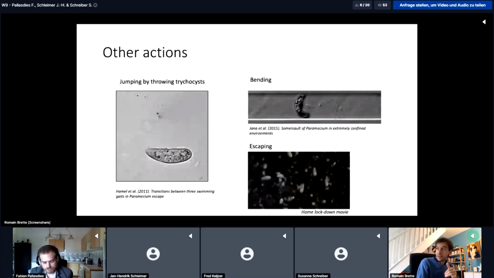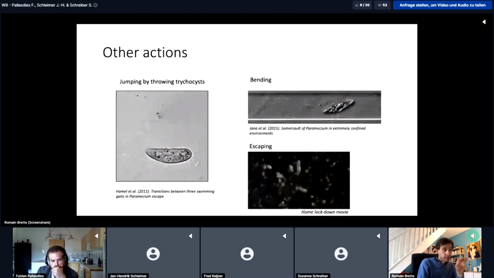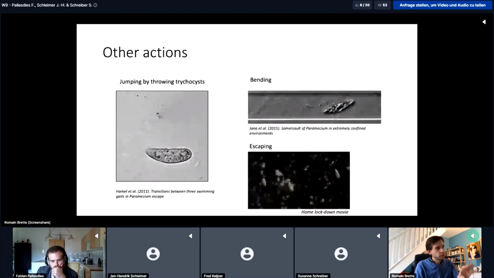So for people interested in embodiment, it's a really interesting model organism. And here you can see is the escape reaction. When you touch the rear of Paramecium, it speeds up, moves forward a little bit. And that happens also when you tap on a slide, which I did here during the lockdown. All right.